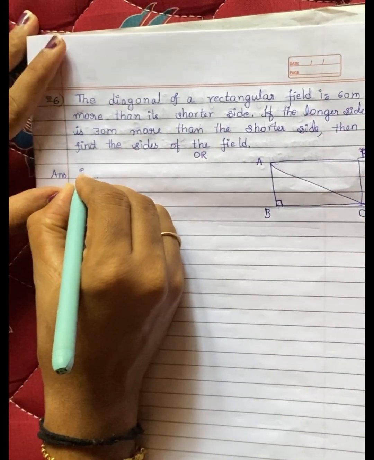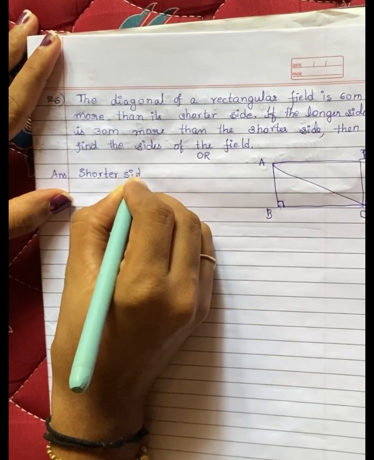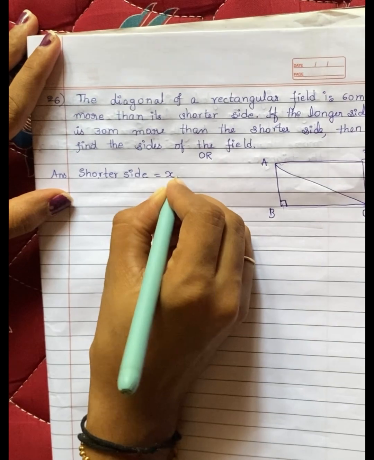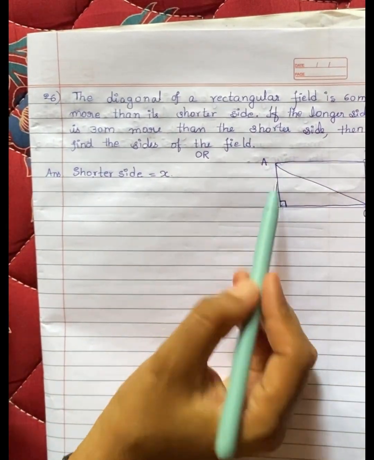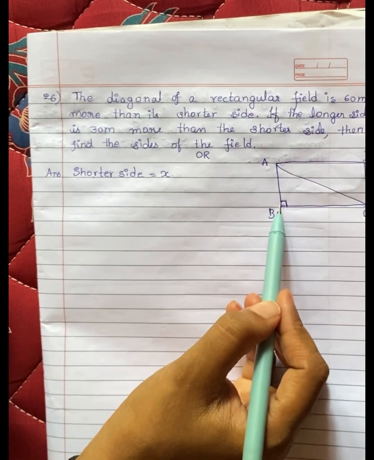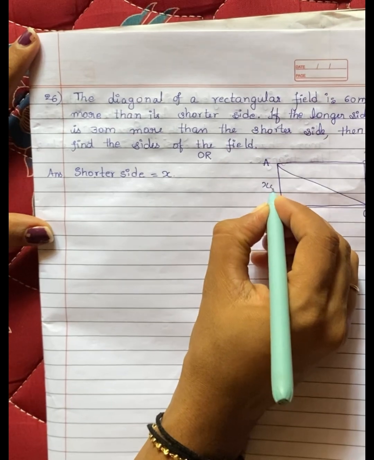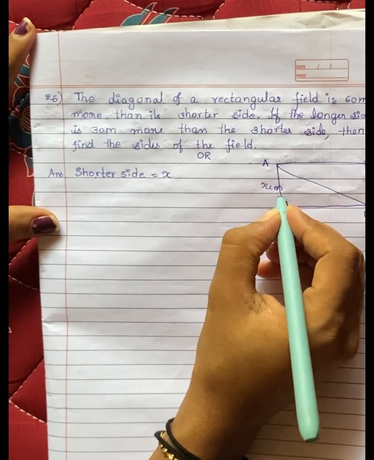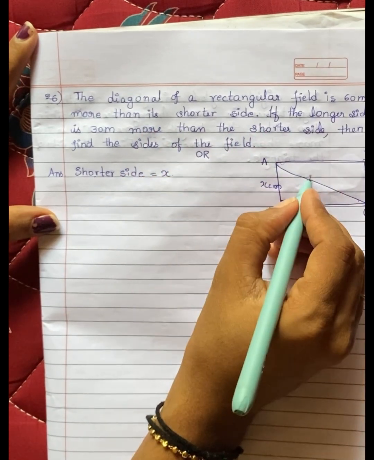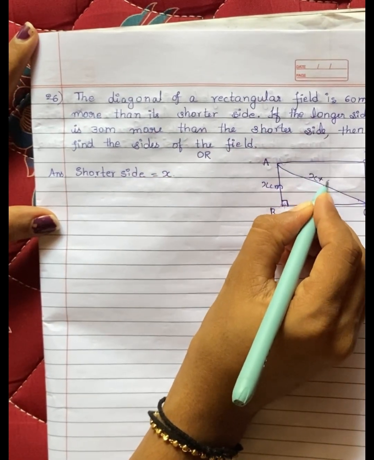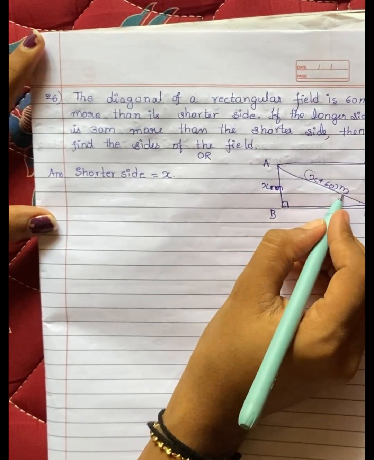Now let's assume the shorter side is x. In the rectangle, you know which is the shorter side. Obviously AB, that is the vertical line, is the shorter side. So it is x meters. What they have said is the diagonal is 60 meters more than its shorter side, that is nothing but x plus 60 meters. This is x meters, this is x plus 60 meters.